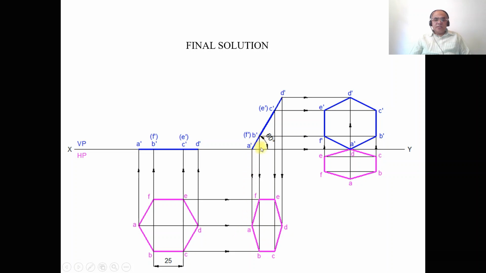Similarly, draw a vertical projector from B dash and F dash, and draw a horizontal projector from B and F. Both these two lines will intersect at this point, and also at this point. You mark this point as B and F.